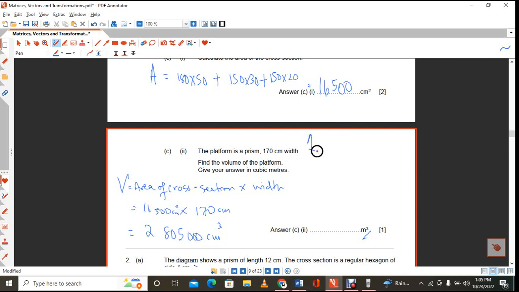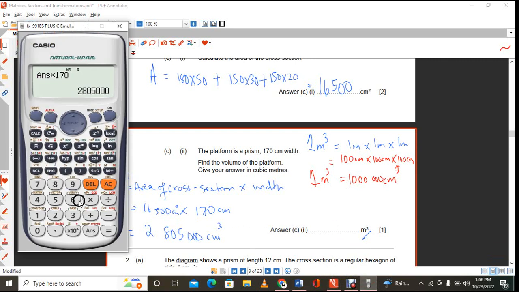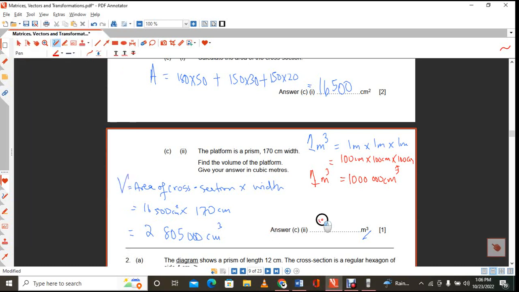So let's see, what does 1 cubic meter actually mean? It means 1 meter times 1 meter times 1 meter. And what is a meter? Well, a meter in terms of centimeter is 100 centimeters times 100 centimeters times 100 centimeters. So in essence, 1 cubic meter is equal to something with 6 zeros, that is a million cubic centimeter. So in order to change our answer, we'll have to divide this by a million, okay? So we simply divide by 1 million. It's 2.805.